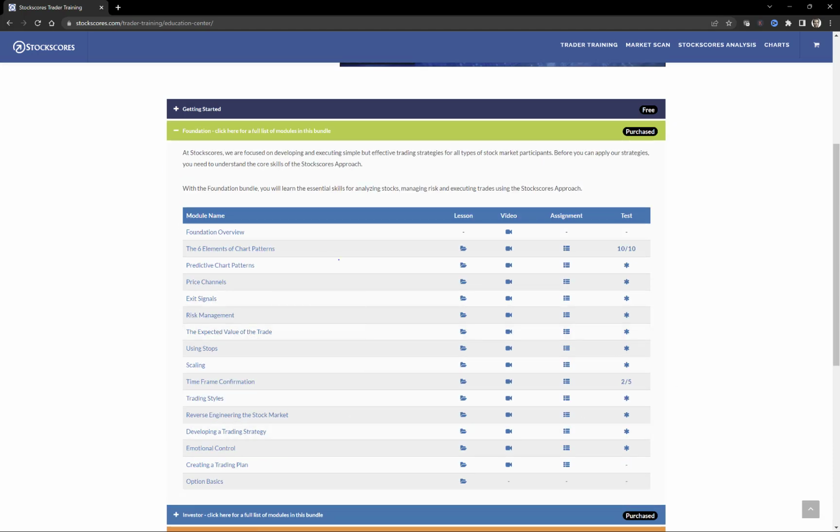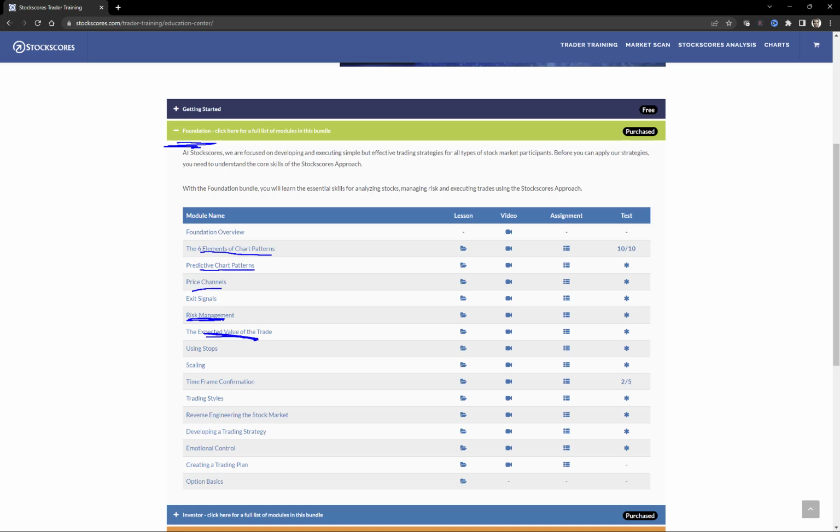Now, once you're a member of Stockscores, then you can start to learn the good stuff. And this is the theory area. This is called Foundation, and it gives you the foundation to understand my strategies. So it's the rules of how to read chart patterns. We talk about the 6 elements of chart patterns, predictive chart patterns. What is a price channel? Risk management is a really important area, and I talk about that.